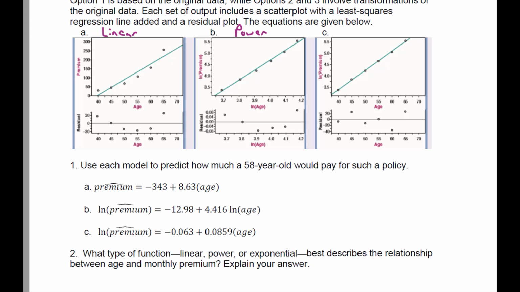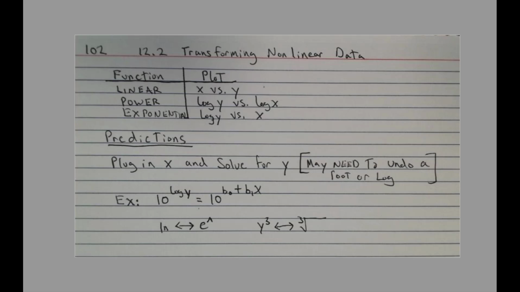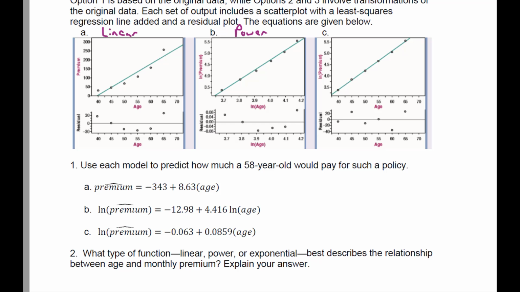And for C, we have the natural log of the premium, and then it just looks like a linear setup on the right-hand side, right? But we've got a natural log of our y value. So looking over here, that should be our exponential. In this case, it's the log of y versus our x, so natural log of y versus our x. So we're going to say that our C is our exponential layout. Okay, so we got exponential.